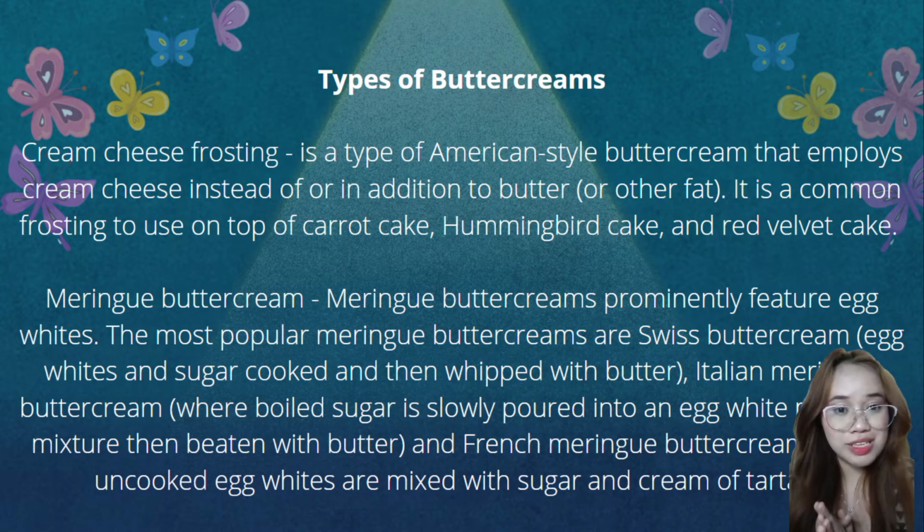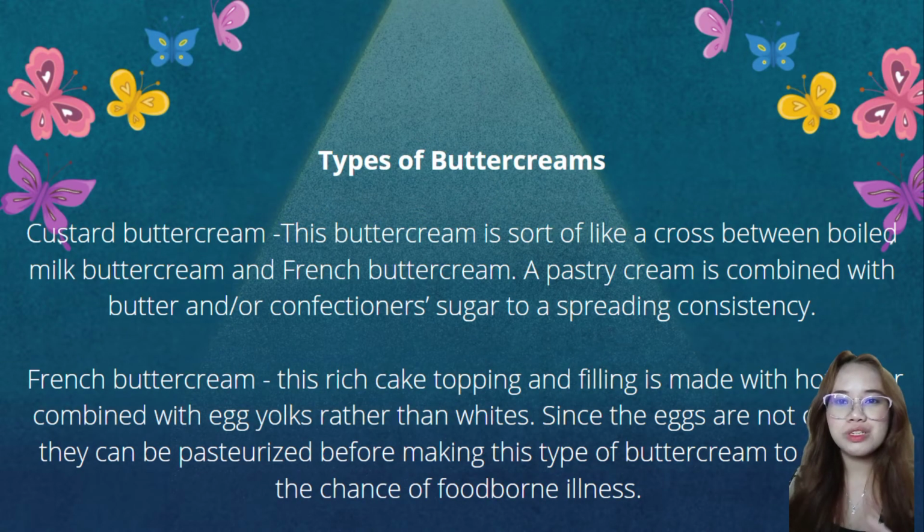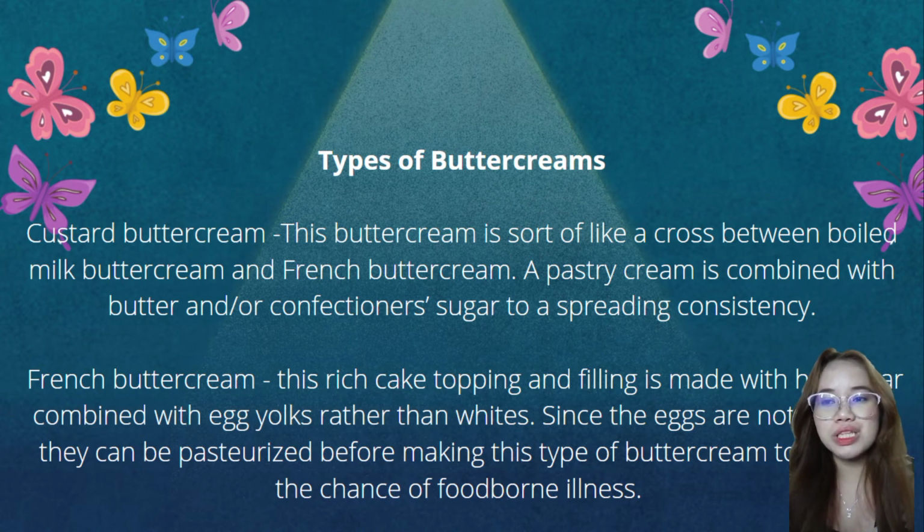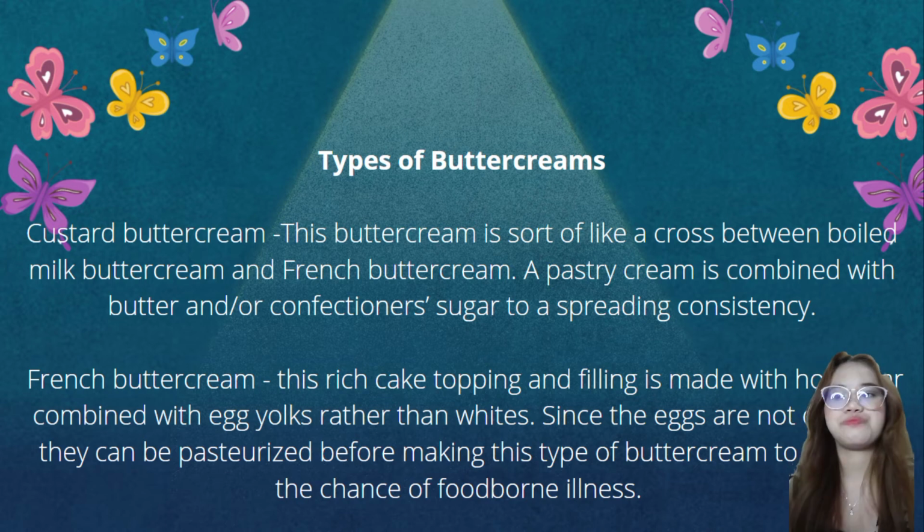Okay. So we're not yet done with types of buttercreams. We have the custard buttercream. So this buttercream is sort of like a cross between boiled milk buttercream and French buttercream. So pastry cream is combined with butter and confectioner's sugar to a spreading consistency.